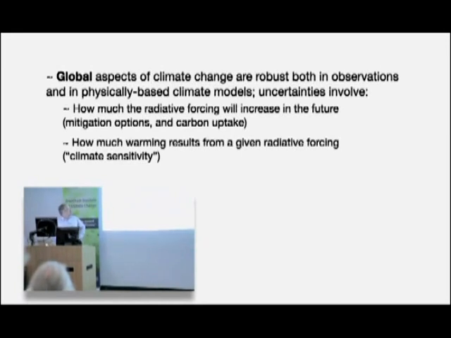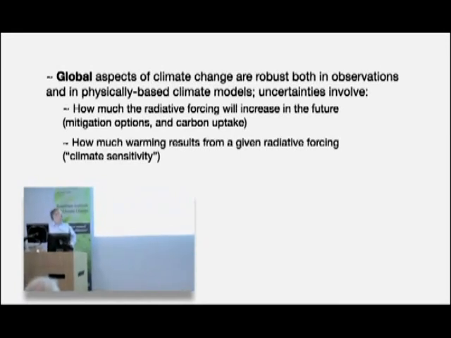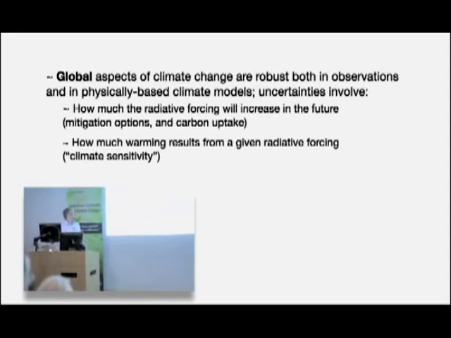And then the other big uncertainty is how much warming results from a given rate of forcing, and that's the classical question of climate sensitivity. These are not small uncertainties, I should say, but we're working with fairly robust tools and observations.